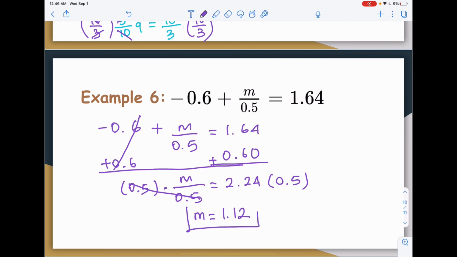Okay, well done. Now, I would like to have you again try and see if we have the right solution by plugging in or substituting 1.12 for m in the original equation. Go ahead and check it. Okay, we should be good to go.